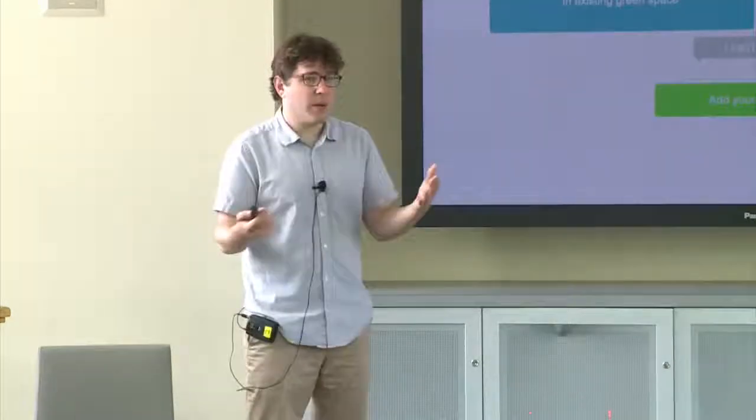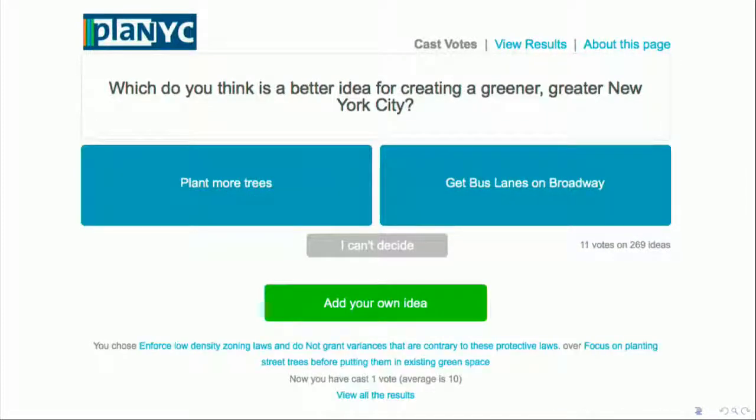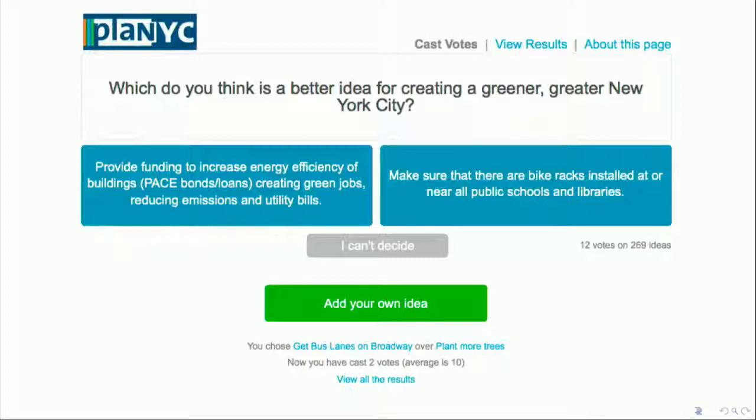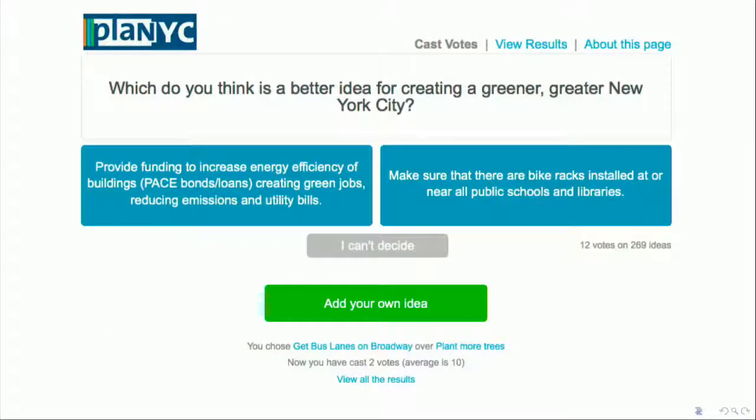And then our website creates a Wiki survey for them, allourideas.org/planyc. You see this question, and you see 2 ideas here that were randomly chosen from the pool of ideas. A respondent can vote, and then 2 new ideas come up. They can vote again and again and again. And at any time, anyone can click to view the results. Also, at any time, anyone can click this big button here to add their own idea, which then goes into the queue to be voted on by others.